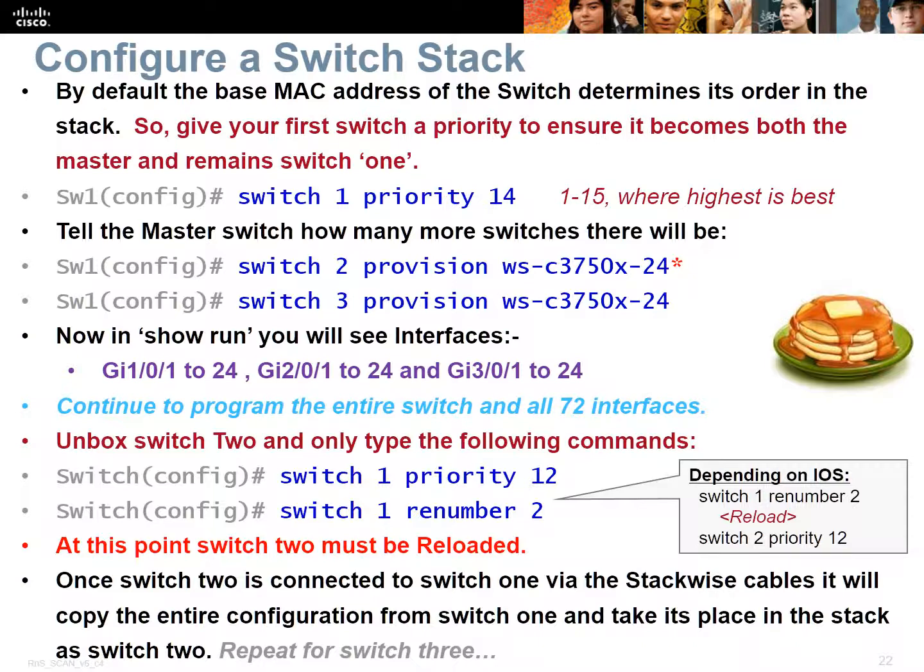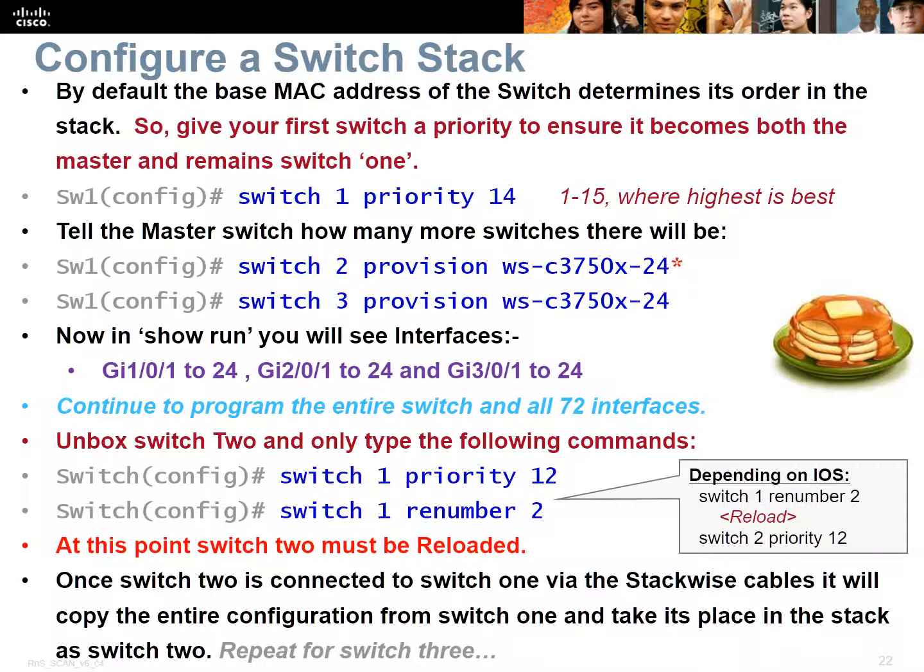And then you turn them off, because you've got to reboot them for them to be renumbered and get their new priority. They'll just sit there saying I'm switch 2 and I'm switch 3, completely blank. All you've got to do is plug the Stackwise cables in the back and they'll automatically bond into the group and become part of the stack. So you could spend 3 hours programming switch 1 and making it perfect, and then you only need to spend 5 minutes on switch 2 and 3. You just plug them in and they get the whole config.